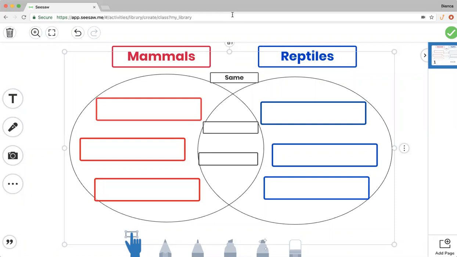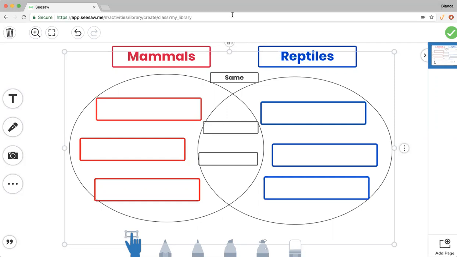So we used a Venn diagram during our gingerbread unit. We read several different versions of the gingerbread man, and whenever we would read different books, we would make a Venn diagram to show how the books we're reading are the same and how they were different. So on your screen, I'm going to go over what it says and what we're going to be doing.